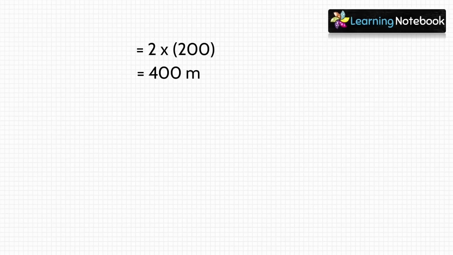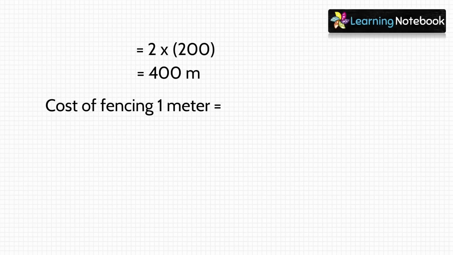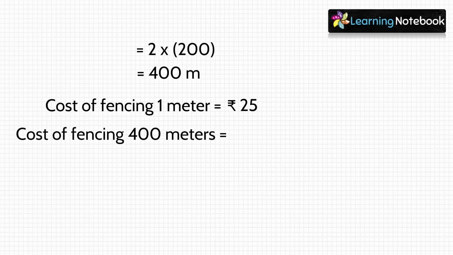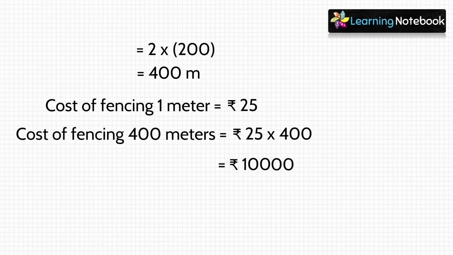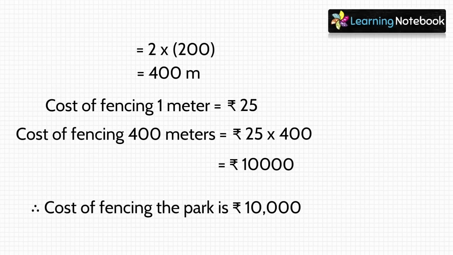So now we know the perimeter of this park. This means we have to put 400 meters of fencing around this park. And we are given cost of fencing 1 meter is rupees 25. So cost of fencing 400 meters would be rupees 25 multiplied by 400, which is equals to rupees 10,000. So students, cost of fencing this rectangular park is rupees 10,000.